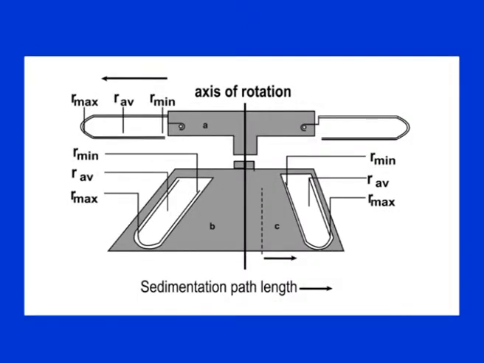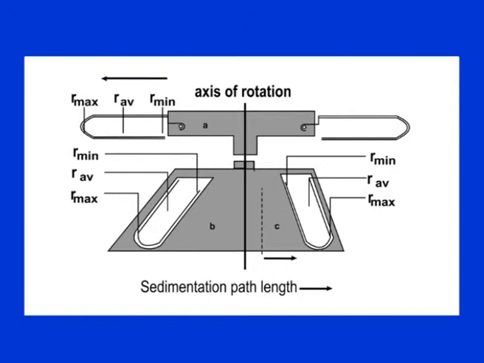Now, if you can see here, this is very clear: this is the axis of rotation, and we are showing this for this swinging bucket rotor only. The particle will be here as it is mixed in solution, and there will be different centrifugal force at R minimum, R average and R maximum. So, many times when you want to calculate the centrifugal field for a particular sample, you can take R average or R effective. R average could be taken in here.